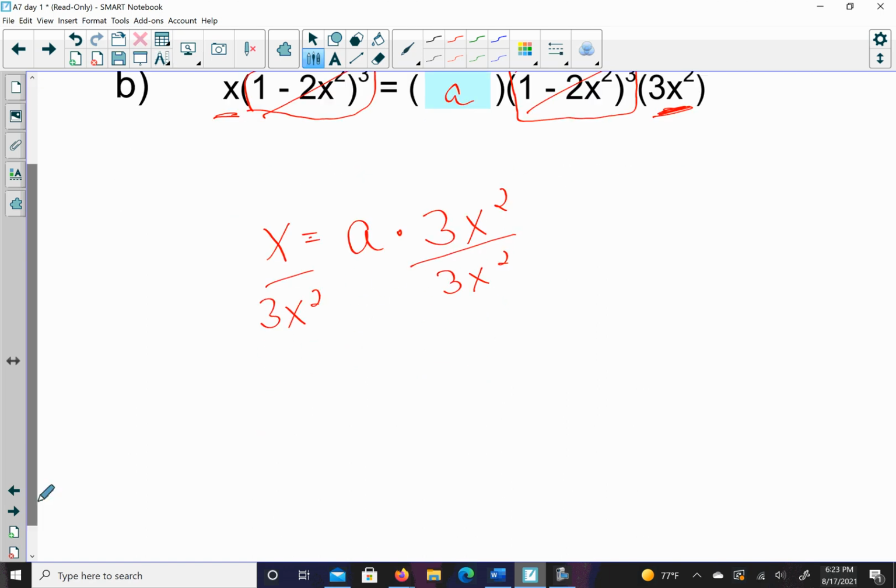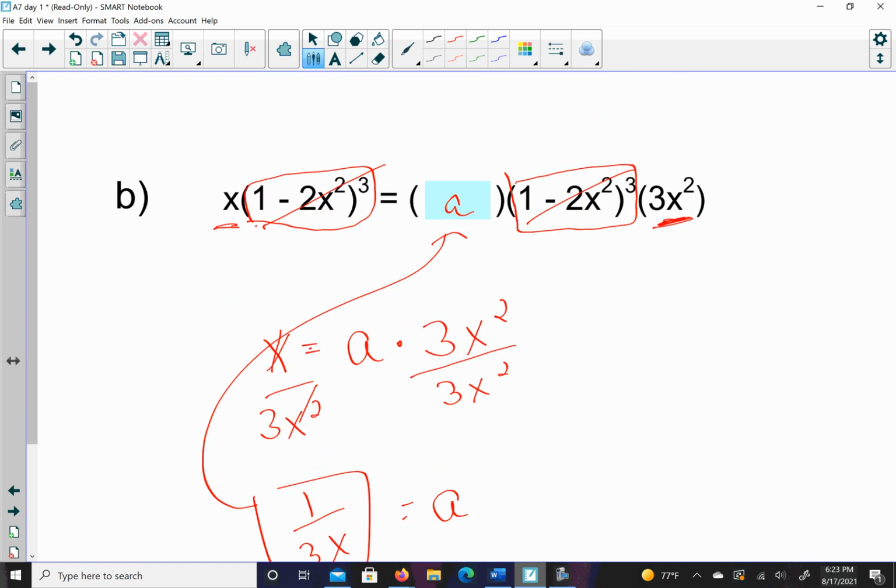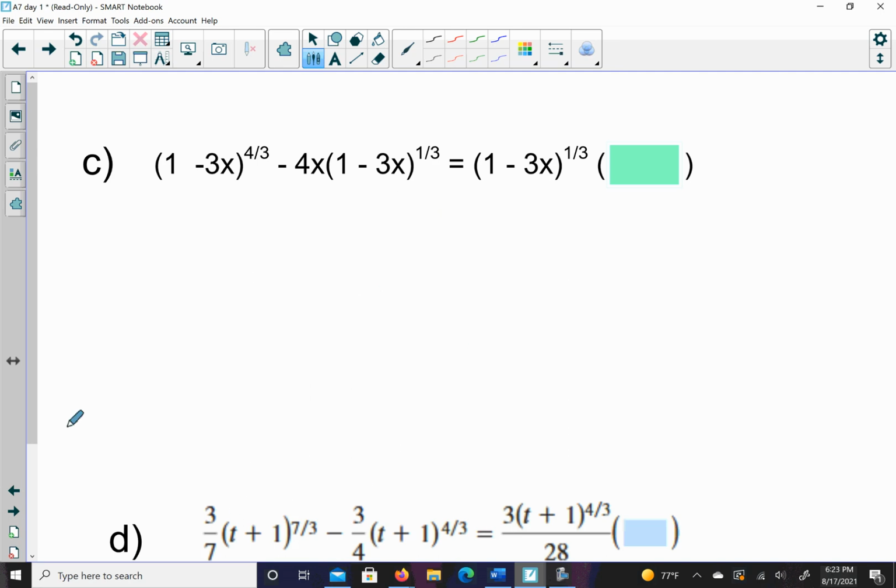And when I do that, I get A to equal, and then 1x will simplify, so I have 1 over 3x. And that's what's going to go in that blue box there. So again, when you have problems like this, you're going to eliminate what's common to both sides, because it's like you're dividing both sides by whatever that term or factor is. Okay, so this one you have (1 minus 3x) raised to the 4/3 minus 4x times (1 minus 3x).